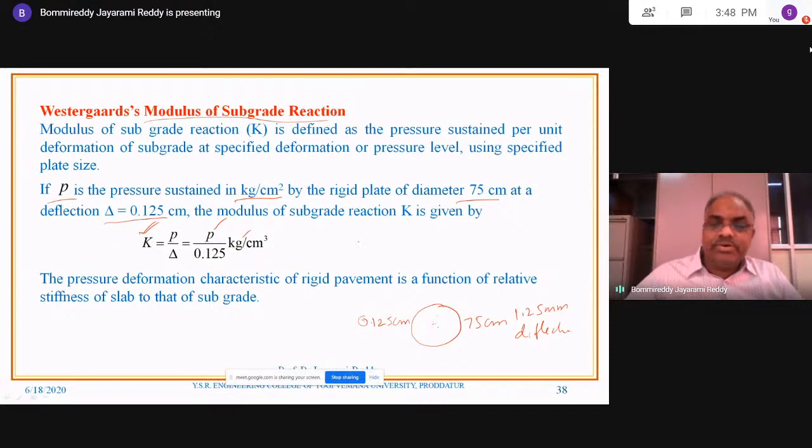So it's the most important one. Each and every word is important. The 75 centimeter standard plate is important. Delta 0.125 centimeters and K equal to P by delta, which is in kg per centimeter cubed. And the pressure deformation characteristic of rigid pavement is a function of the relative stiffness of slab to that of subgrade.